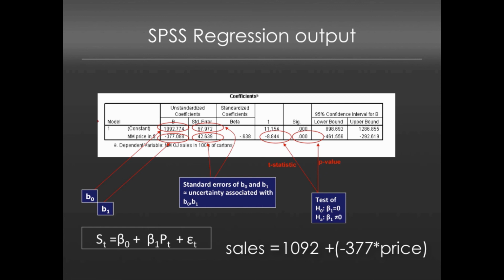And so let's say, for example, that we have a price of $1. We would expect sales in that given period to be 1092 plus negative 377 times 1, which is equal to 715. And the other thing to note is that this coefficient is negative, which makes sense. What it means is that for every $1 increase in price, we expect a decrease in sales. And again, that's intuitively correct. So this is the core of regression. And what I'll do in the next video is try to give you some of the intuition as to what's actually going on under the hood.